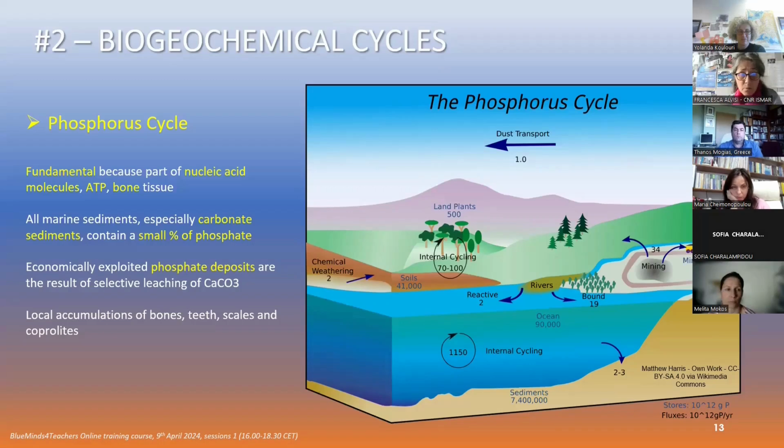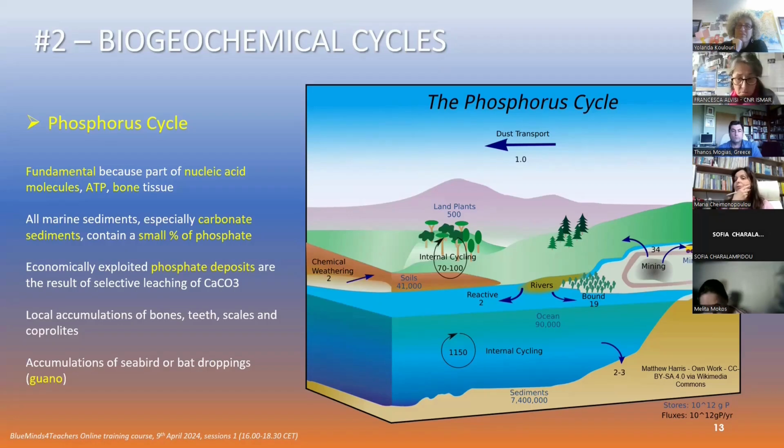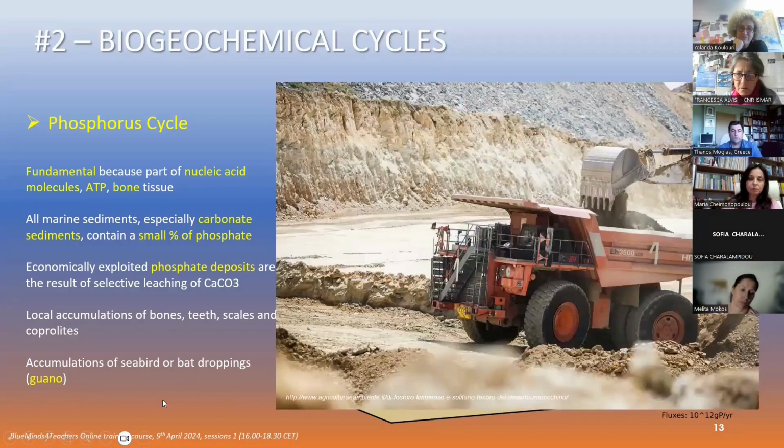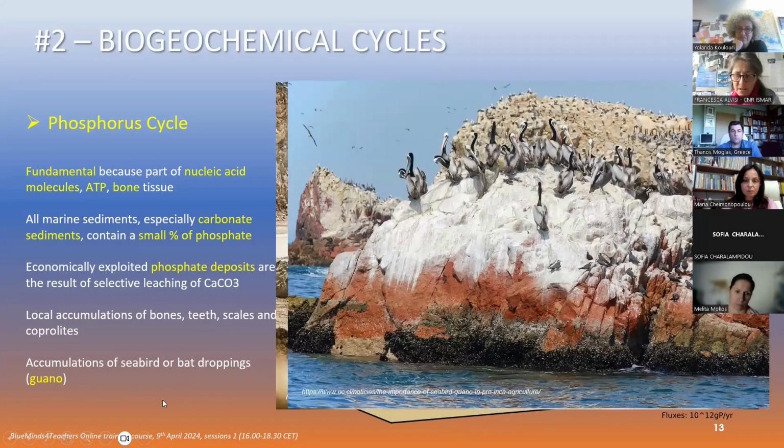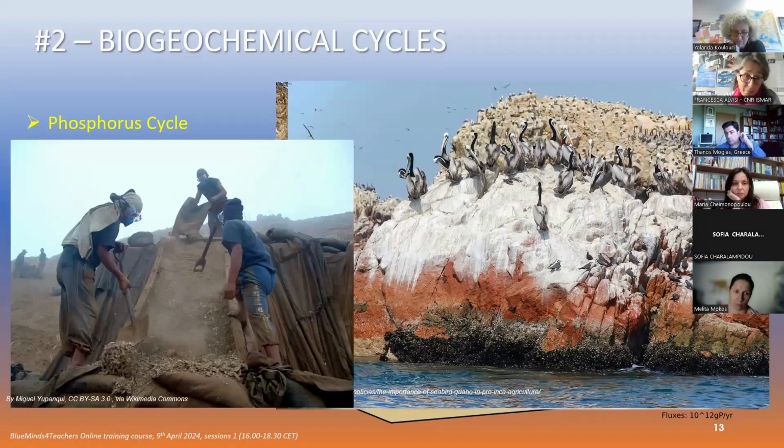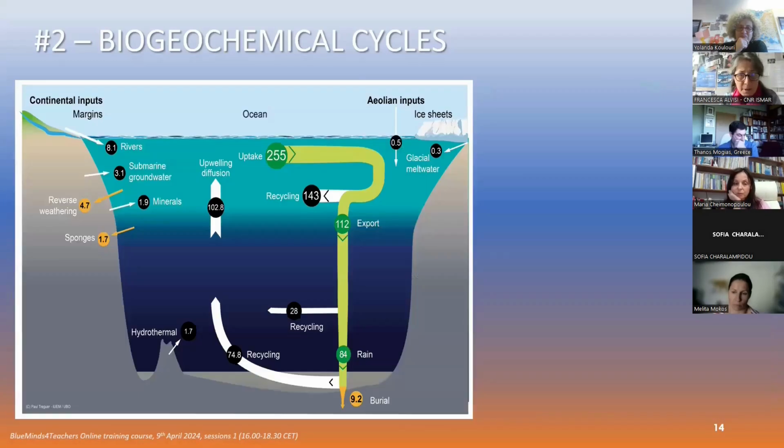And all marine sediments, especially carbonate sediments, contain small percentages of phosphates, and they are used for many activities. Maybe the most important and best known is guano, which is the droppings of bats or seabirds. We know that these phosphate mines or deposits are made by birds, and they are used by humans in a very unsustainable way, first for themselves, and then also for societies and the environment.